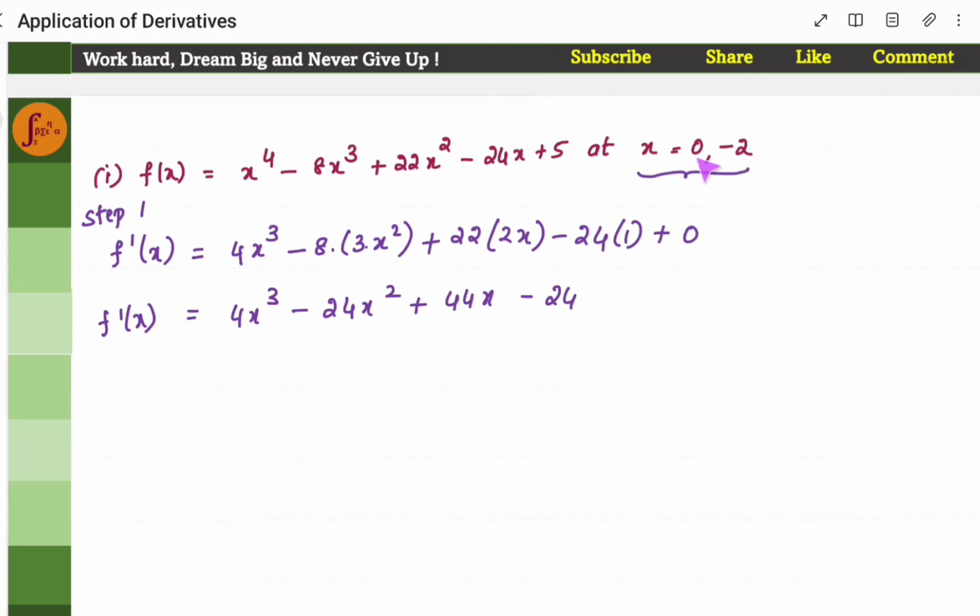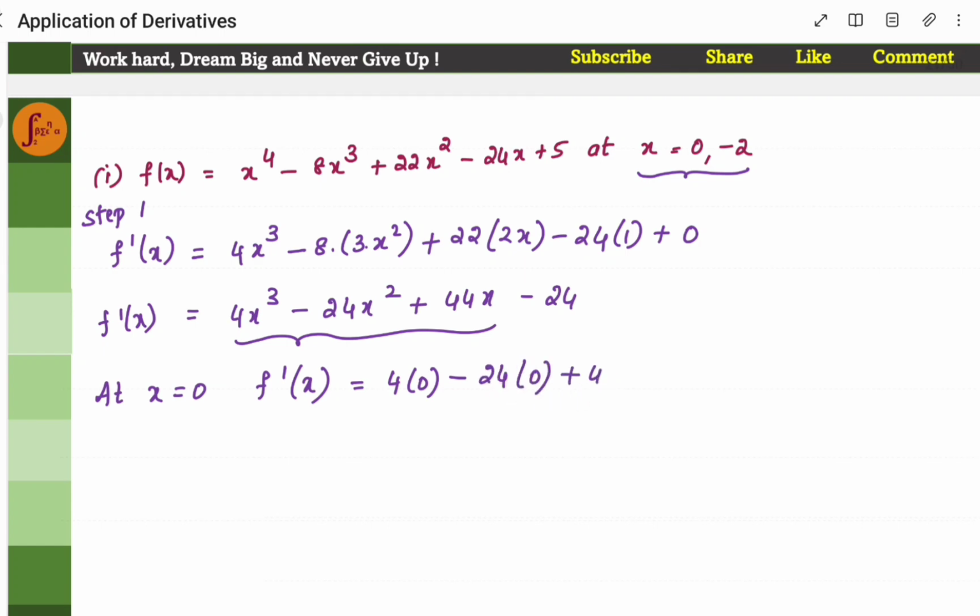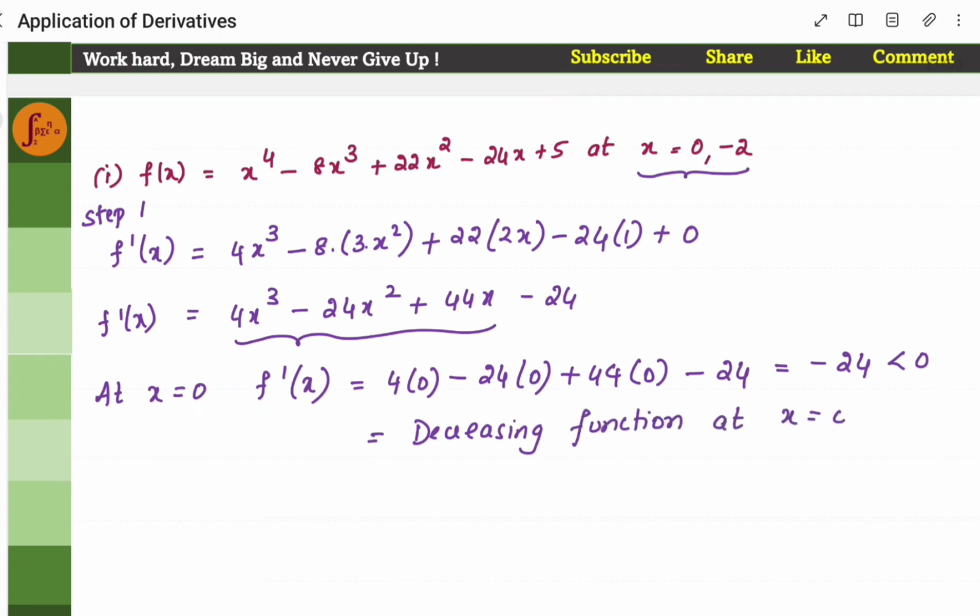They have given two values of x here, 0 and minus 2. Let's first take x is equal to 0. At x is equal to 0, we'll have to find the value of the derivative. So we'll substitute 0 here, instead of x we'll put 0. So it will be 4 into 0. Everything is going to become 0, right? And we'll be left with minus 24. Minus 24 is less than 0, right? Since minus 24 is less than 0, we call this a decreasing function. We say the function is decreasing when x is equal to 0.